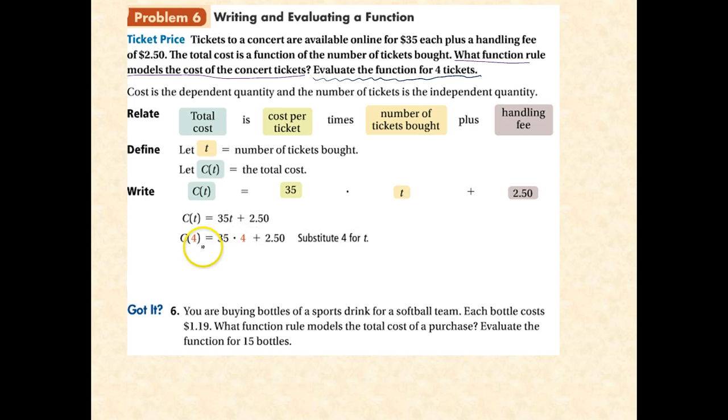So then let's evaluate for 4 tickets. The cost for 4 tickets is 35 times 4 plus 2.50, which is $142.50. So the cost of 4 tickets is $142.50.